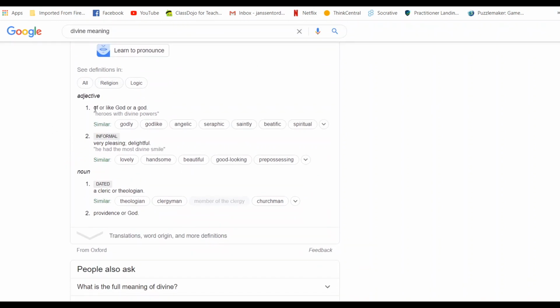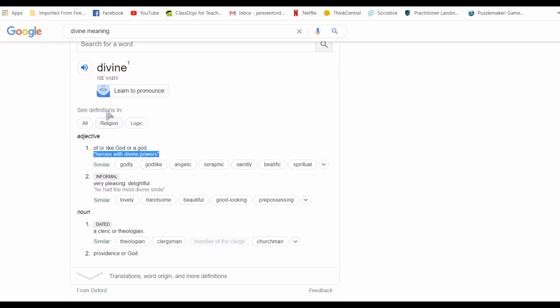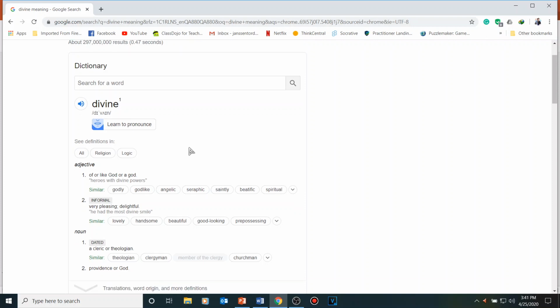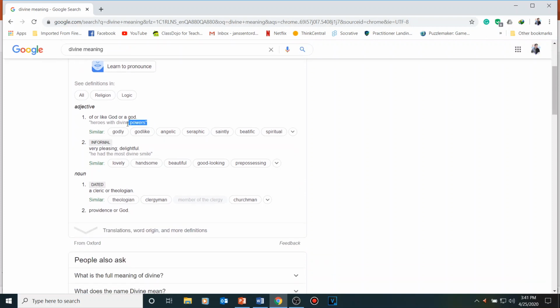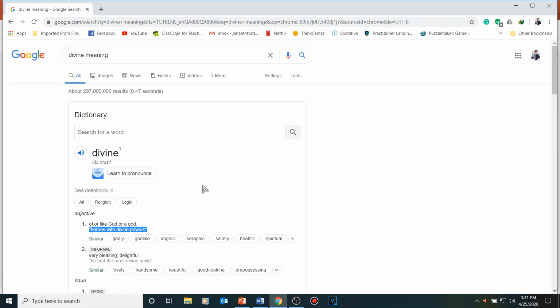Alright, so let's go to the following meanings. So you can see here, of or like God or a god. So heroes with divine powers. The similar meanings for this word are godly, godlike, angelic, seraphic, saintly, beatific, spiritual. So that's the word divine. So again, you can find the meaning and some example sentences using the word divine. The meaning again and the sentences. So it's quite easy to find these answers in Google.